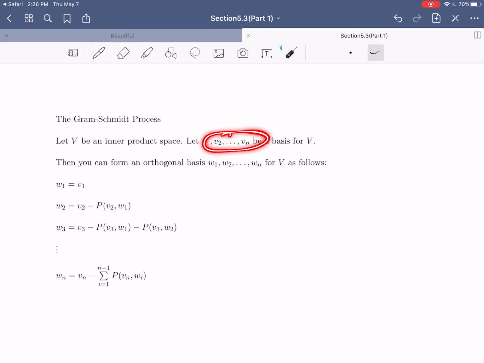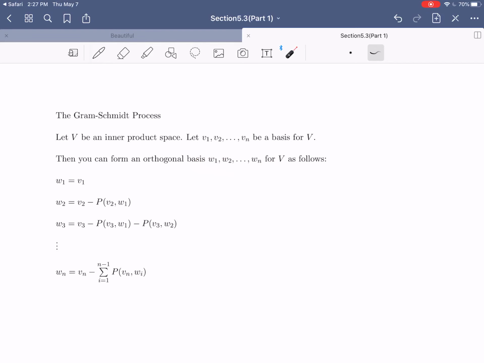Notice that if this has n vectors, then this has to have n vectors because the dimension has to be the same, right? It's a basis, so the number of vectors has to be the same. How do you actually build this orthogonal set? Well, you start by letting W1 just be equivalent to V1. Then W2 is V2, but you remove the projection along W1. From what we just proved in that previous theorem, that guarantees that these two will be orthogonal.